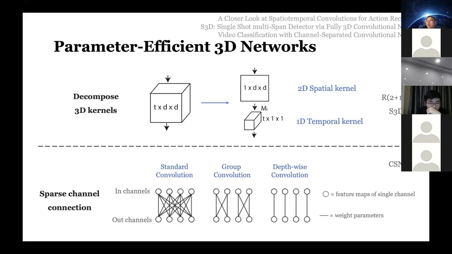And if you go along this path to the extreme, you get what's called depthwise convolution, where every group contains only a single channel, so there are no cross-channel connections. By specifying the channel connections, we can get further reduction of computational cost. But if you do it cleverly, you can still pretty much maintain the performance.